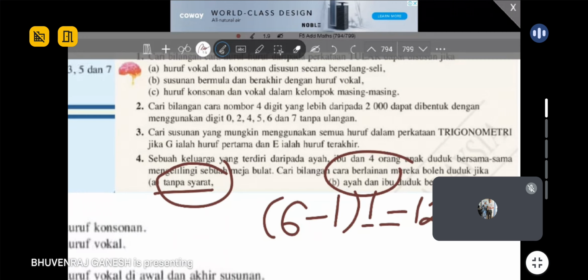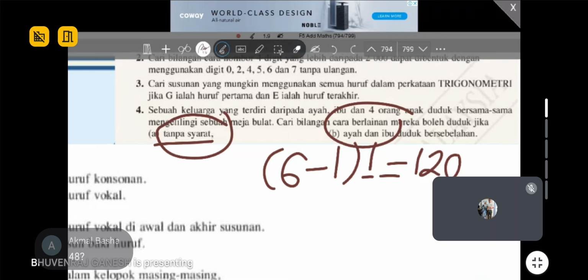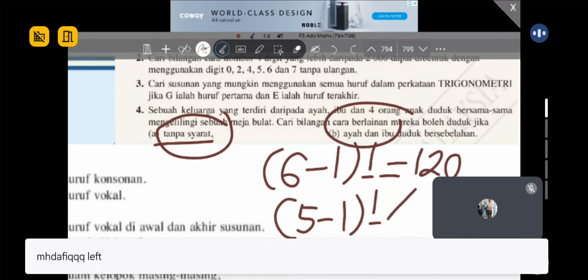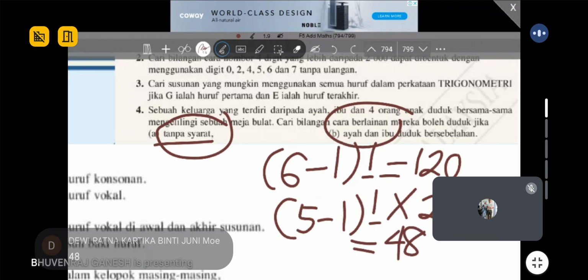Okay, part B, guys. The mother and father sit side by side. So now how? Wait. Yes, correct. So basically the n now is 5, because the father and mother are now counted as one group, because they are together, side by side. So n becomes 5 now, reduced by one. But don't forget times 2, because they can switch position. So the answer you will get is 48.